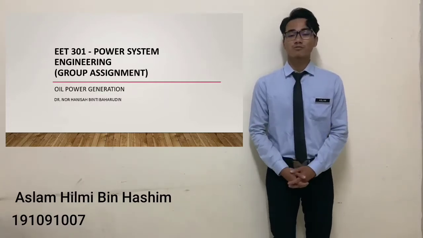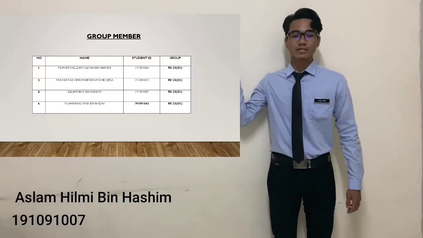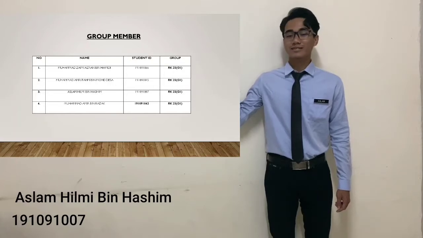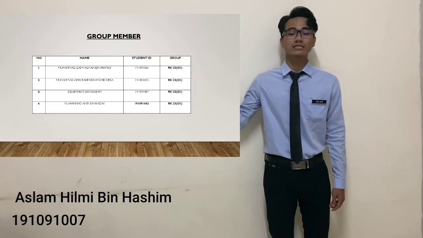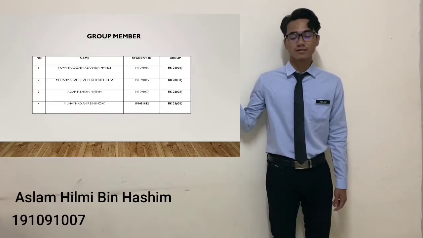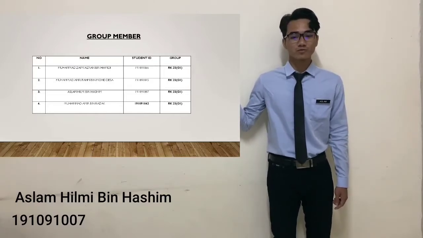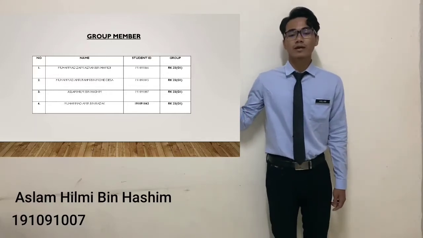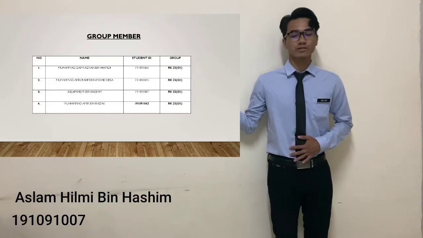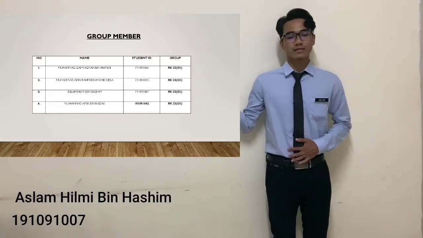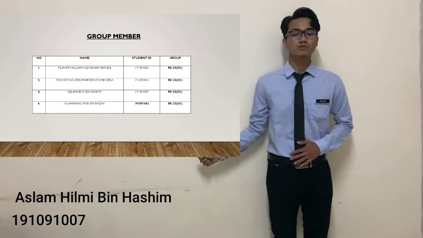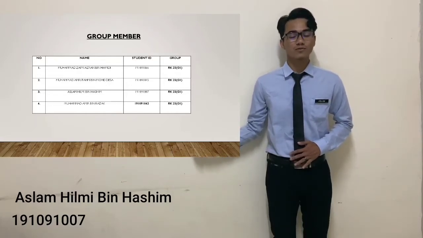Okay, this is our group member. The first one is Muhammad Zaimi Azram bin Hamidi, his metric number is 19109166. Number 2 is Muhammad Amri Fahmi bin Muhammad Desa, and his metric number is 19109045. Number 3 is me, Asal Mimi bin Hashim, my metric number is 19101007. And lastly is Muhammad Amir bin Razak, and his metric number is 19109042.